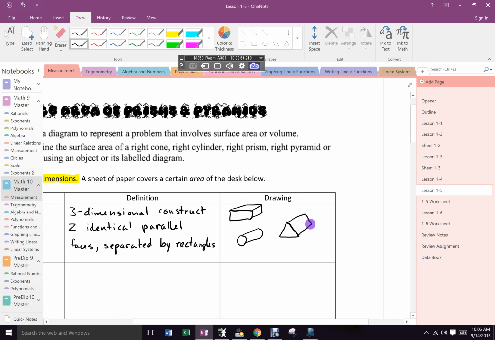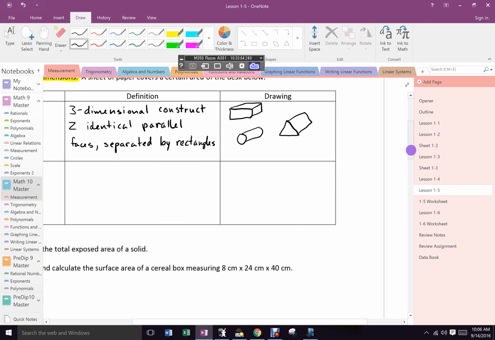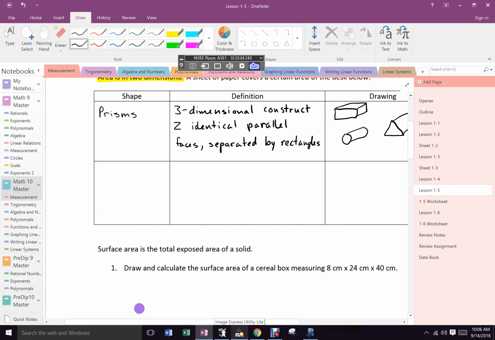Okay? It's not a pyramid. And a pyramid is not a prism. Everybody with me? So guess what the next boxes are going to be? No, we just did prisms, Antonio. You're killing me. We just did prisms, so this one is pyramids.